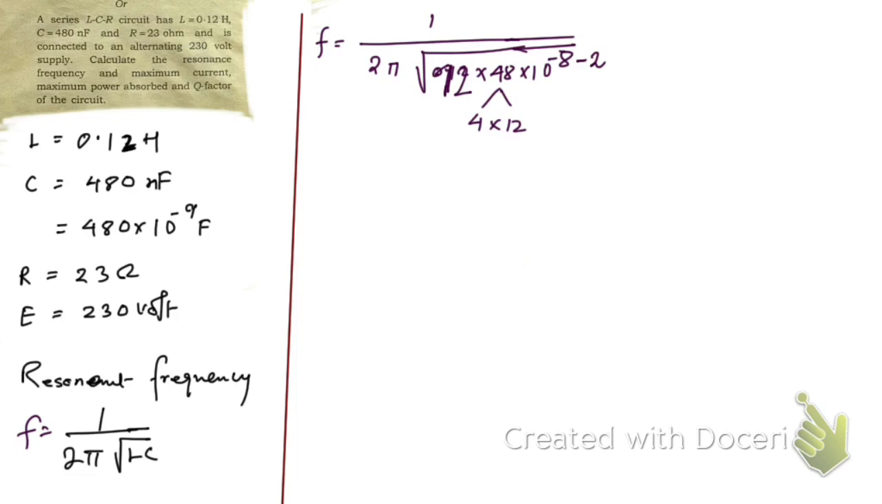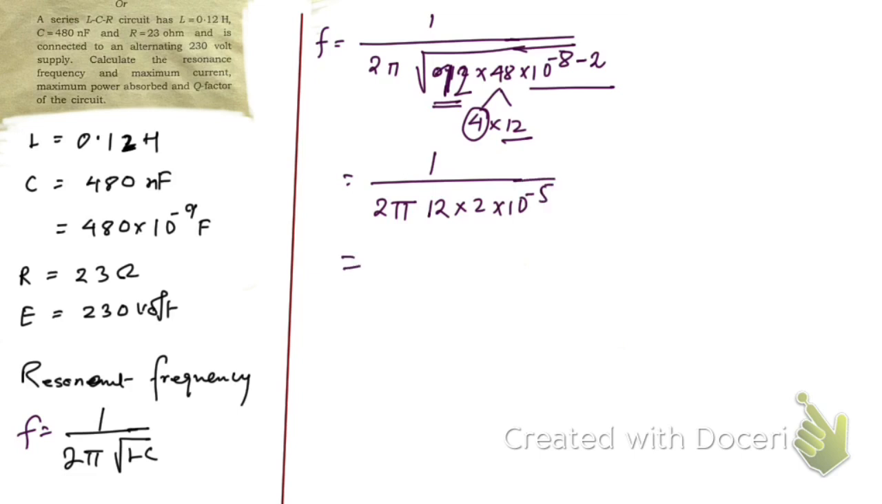Okay, so if you take the square root, then what we're going to have is 2 pi, here there are two 12s under the root now, so 12 will come out, and the square root of 4 is 2, and 10 to the power minus 10 is going to be 10 to the power minus 5, right? That's what we're going to get. So now from here, you hope you can calculate this.